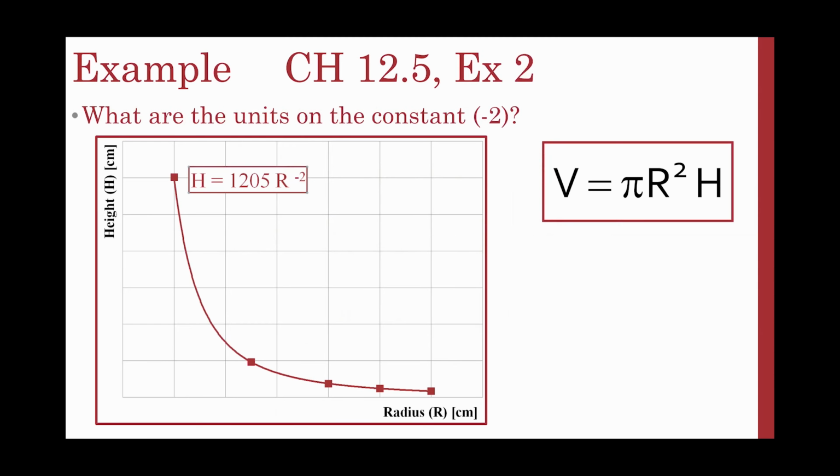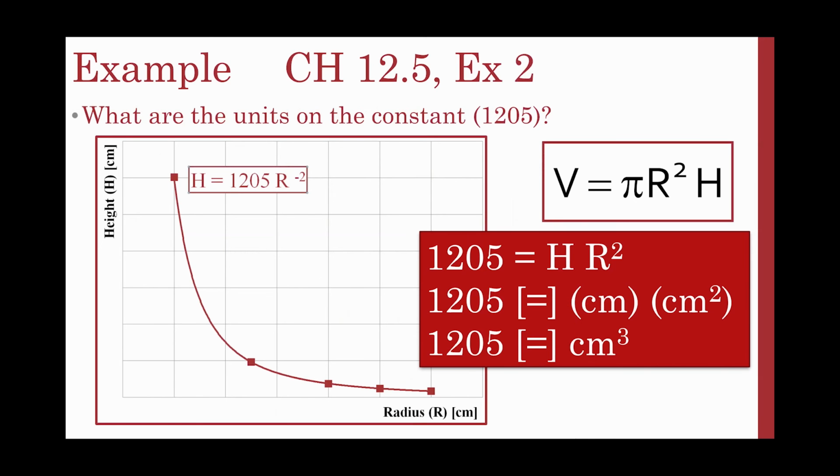So what are the units of the constant -2 in this case? Again, -2 is an exponent, so it is unitless. All exponents are unitless. What are the units of the 1205? So 1205 would be h times r squared, which is centimeters times centimeters squared. So 1205 has units of centimeters cubed.